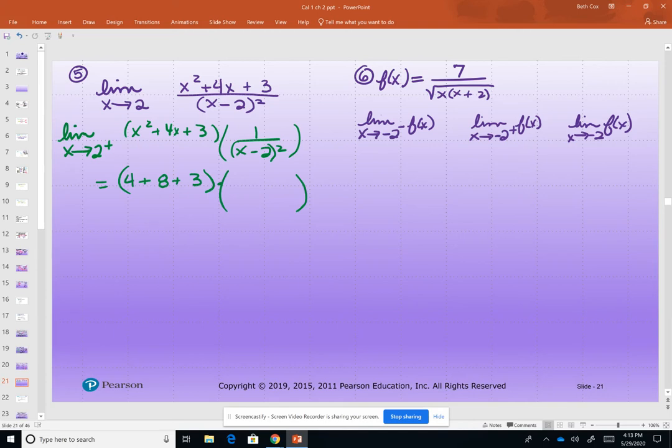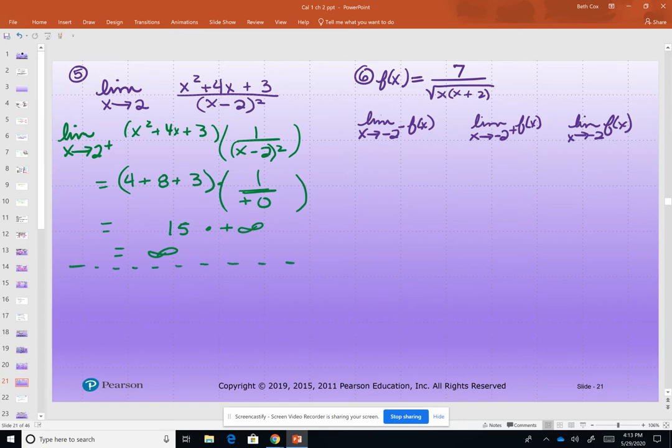But if I'm plugging in from the right, plugging in numbers like 3, plugging in numbers like 4, I'm going to get a positive. And a positive squared is positive. So positive 0. So this is positive infinity. And this is 12, 13, this is 15. So this is going to give me a positive infinity.